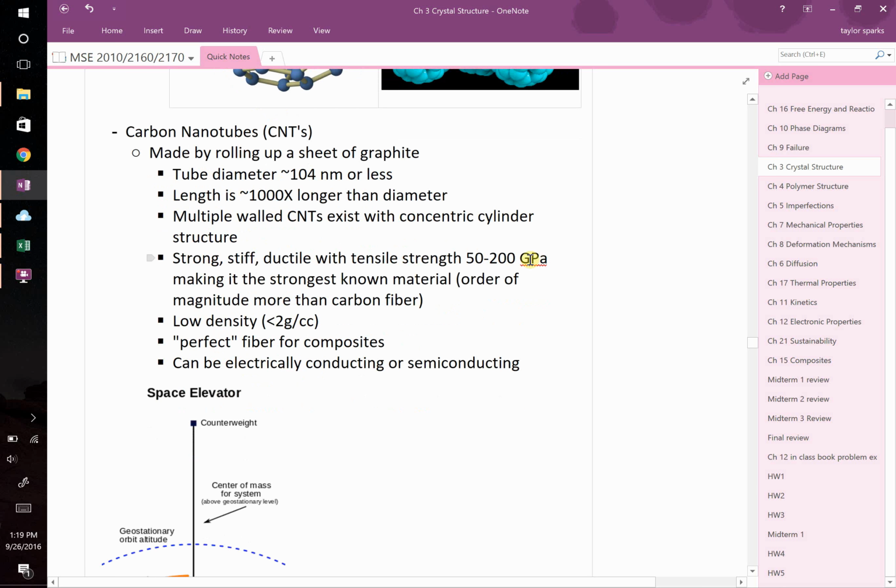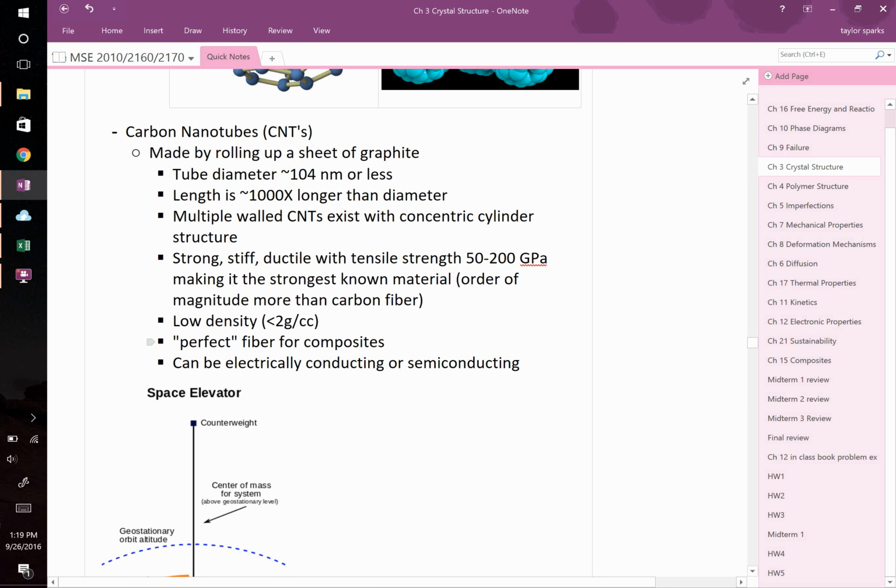These things can have just crazy strength. 50 to 200 gigapascals, that is insanely strong. In fact, it's strong enough to make it the strongest known material in the world, an order of magnitude greater than carbon fiber, and that strength is achieved while having a density of 2 grams per cc. Most polymers are right around there, 1.5 or so. So extremely lightweight, extremely strong.